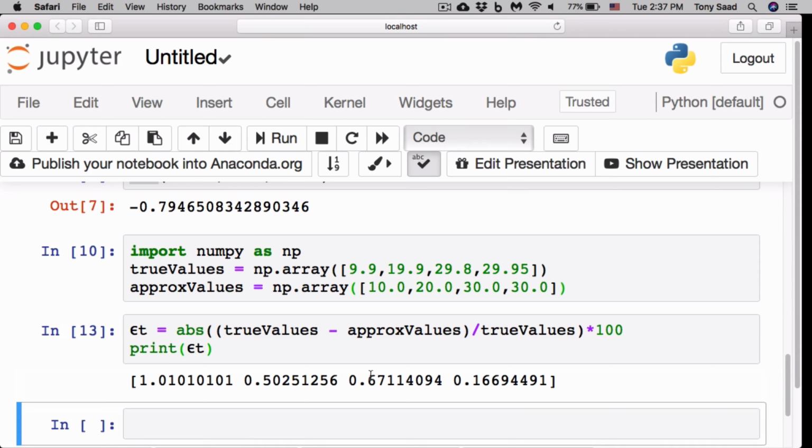Okay? So now remember, the result of an operation between NumPy arrays is a NumPy array. So you do this, the subtraction, it's going to be between two NumPy arrays. It's going to be a NumPy array that contains the difference between NumPy array 1 and NumPy array 2 element-wise. Same thing when we divide, and same thing when we multiply. So here it took the difference element-wise and divided by the true value and multiplied by 100. So this value is 1.01%, 0.50%, 0.67%, 0.17%. Okay? That's how you do it in 4 lines of code.